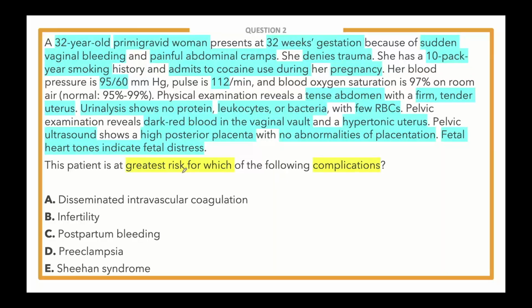And once again, we will go ahead and start at the bottom and we will work our way up. Answer choice E, Sheehan syndrome, D, preeclampsia, C, postpartum bleeding, B, infertility, A, disseminated intravascular coagulation. So once again, we're going to go ahead and open up that poll. Go ahead and select the answer that you think is the best answer choice, and we will talk about it in just a few seconds.